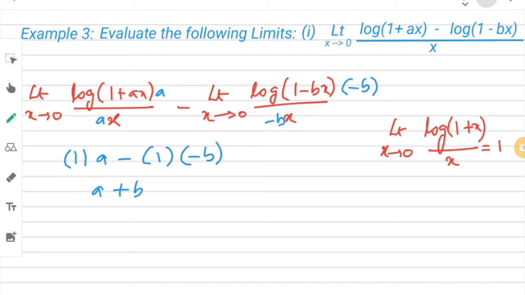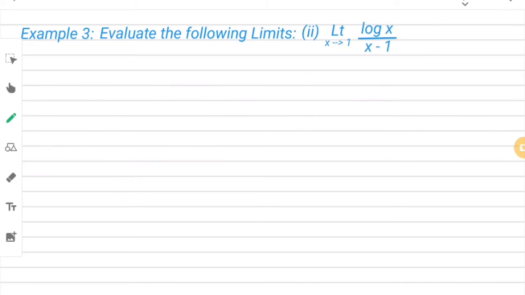And now second subdivision, limit x tends to 1 log x by (x minus 1). Here the limit x tends to 1 is given, but if you are having the limit x tends to 0, other than that if you are having, it means you have to change the x value.